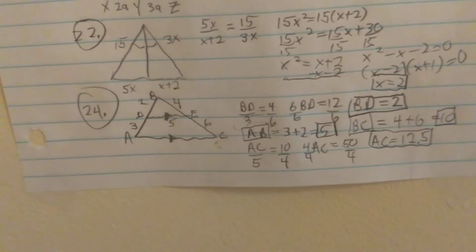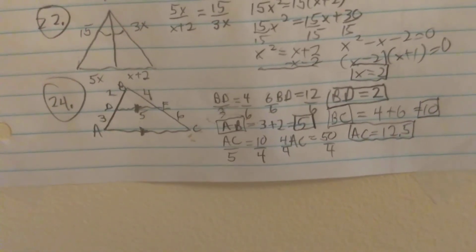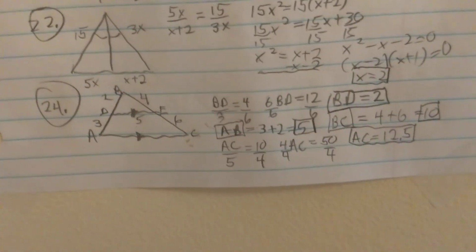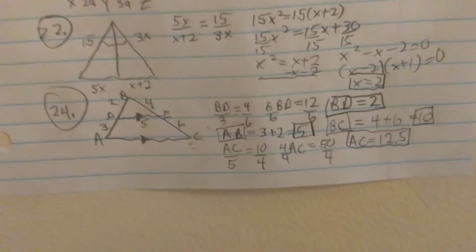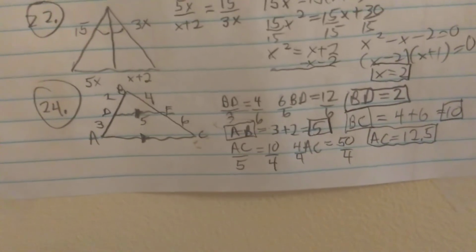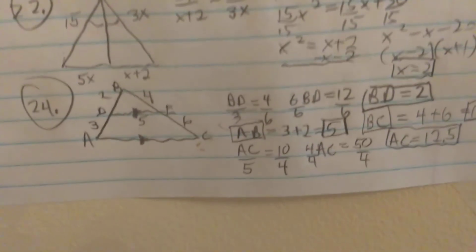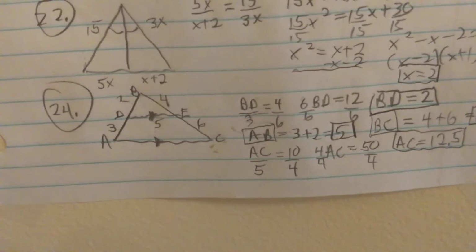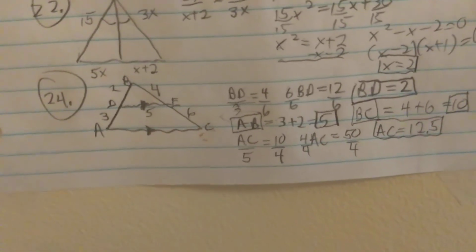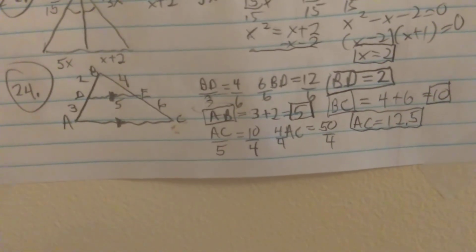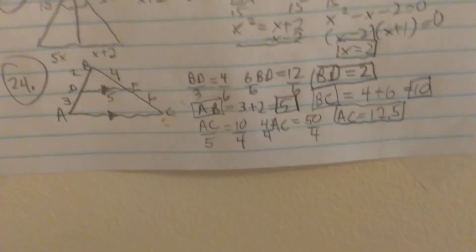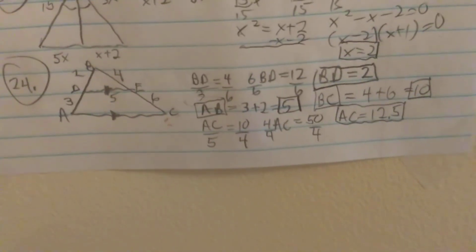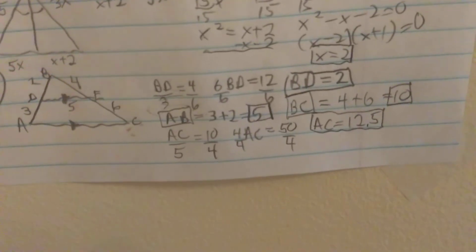Now in our last one, 24, we're given several things. We're given AD is equal to 3, BE is 4, and EC is 6. So we can set up BD over 3 equals 4 over 6, or cross multiplying 6BD is 12, and 12 over 6 is 2. So that gives us the top on the left side, BD is 2. Now they also ask for AB, which is easy, just add up the left side numbers, 3 plus 2 is 5. And BC is add up the right side parts, 4 plus 6 equals 10.